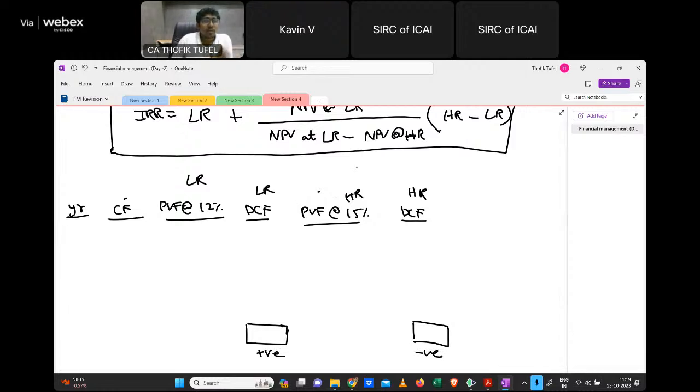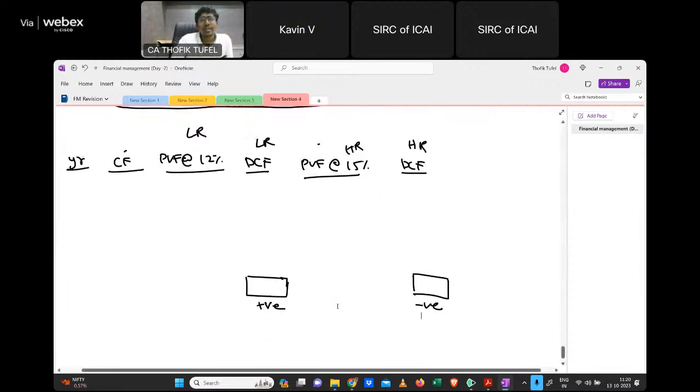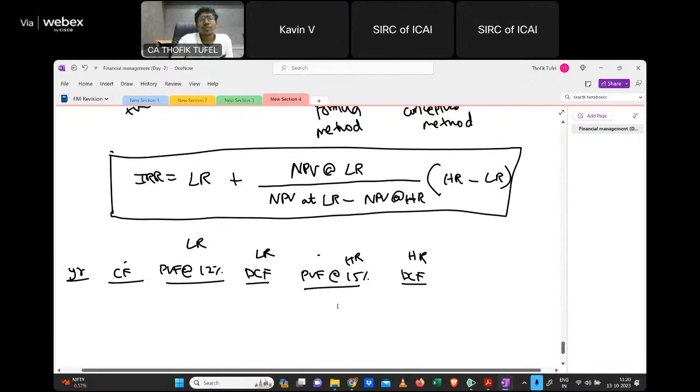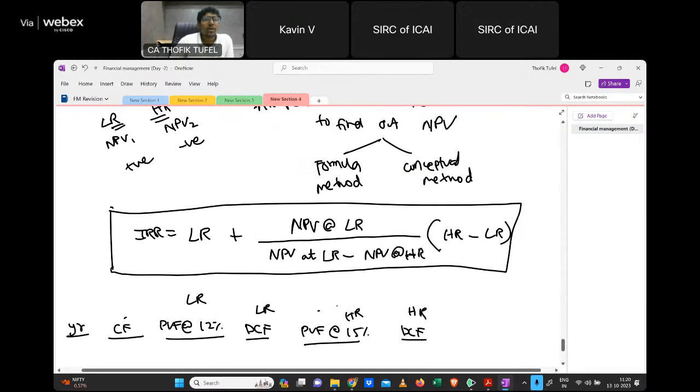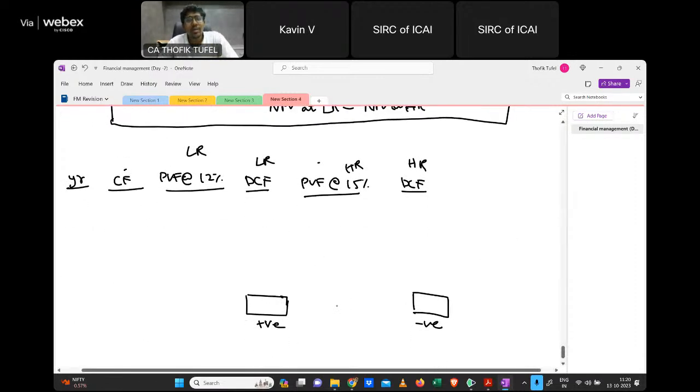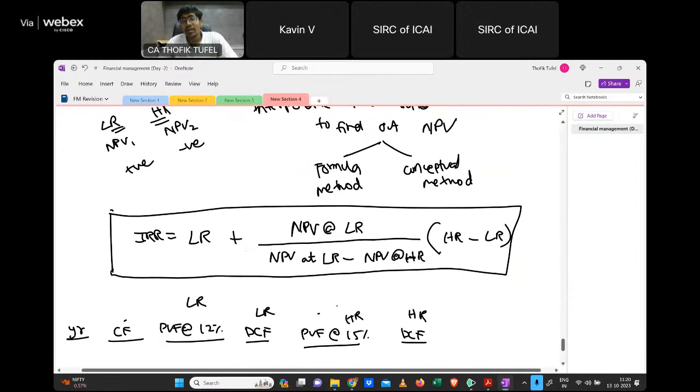Here cash flow, present value factor, discounted cash flow at lower rate, present value factor, discounted cash flow at higher rate. So positive NPV you will get, negative NPV you will get. So from this, if you apply this formula, lower rate plus NPV at lower rate divided by NPV at lower rate minus NPV at higher rate into higher rate minus lower rate, you will get the IRR. This is what is IRR.